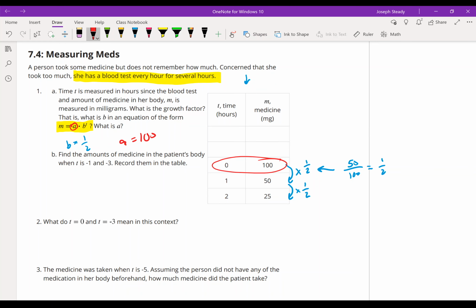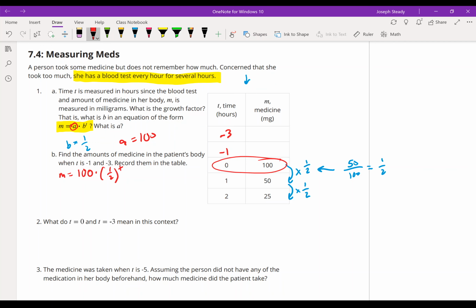That means that I can now go ahead and write this equation with all the numbers filled in, which is going to help me when I now want to answer the question, how much medicine is there when t is -1 and when t is -3? And then we're going to put those in the table as well.